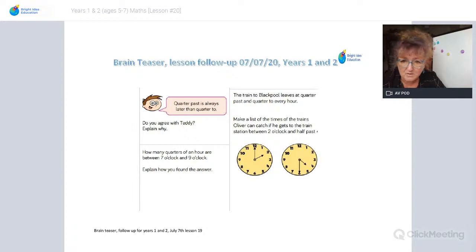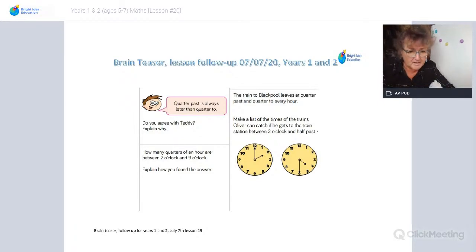There's a train at quarter past and quarter to every hour. Make a list of the times of the trains Oliver can catch if he gets to the train station between 2 o'clock and 4:30.